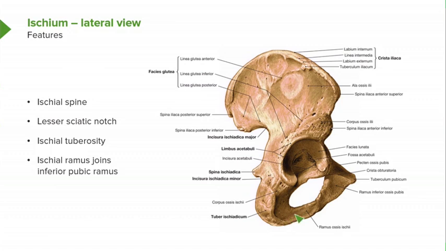And then we have an anterior projection of the ischial tuberosity. This is the ischial ramus, and it will join another ramus, that being specifically the inferior ramus of the pubic bone, which is shown here, and this is the junction between those two rami.